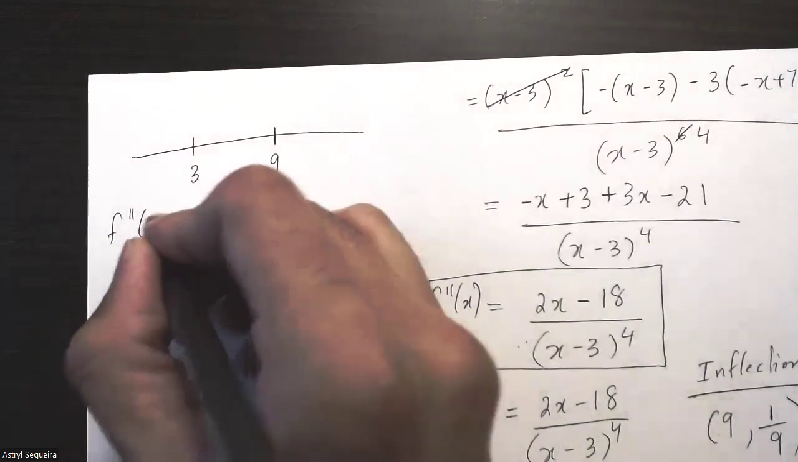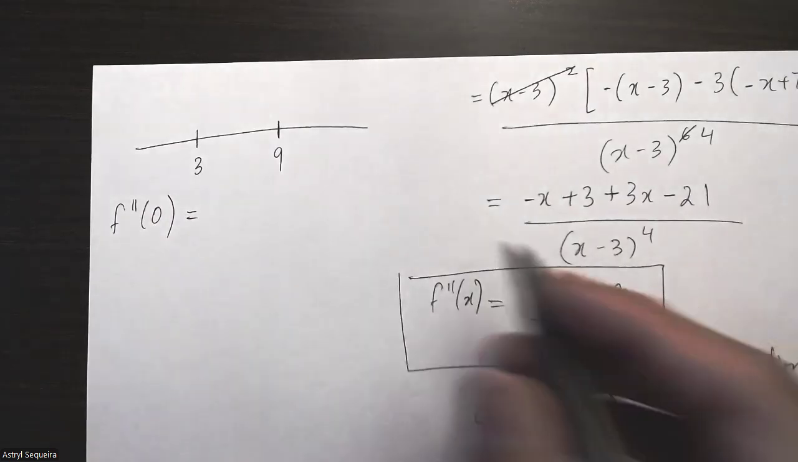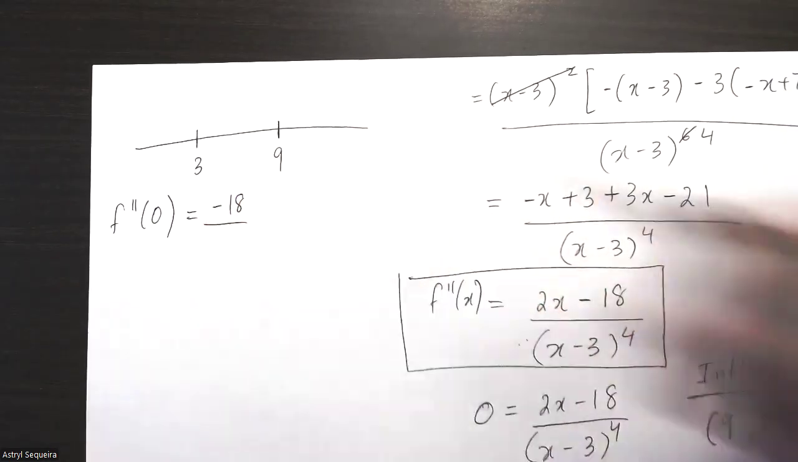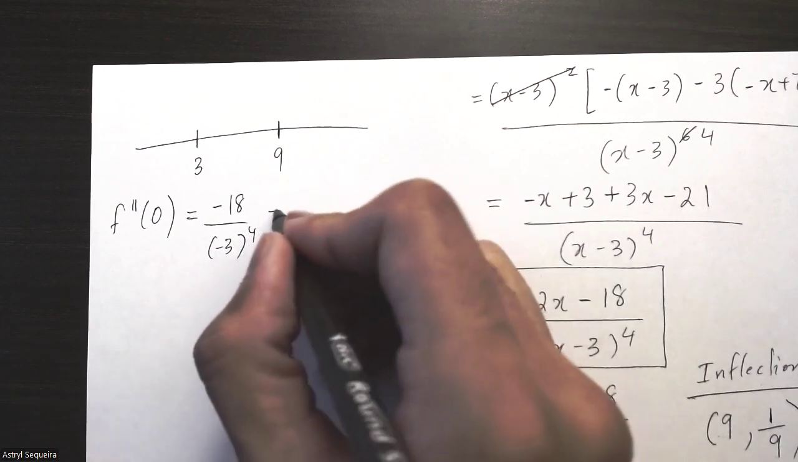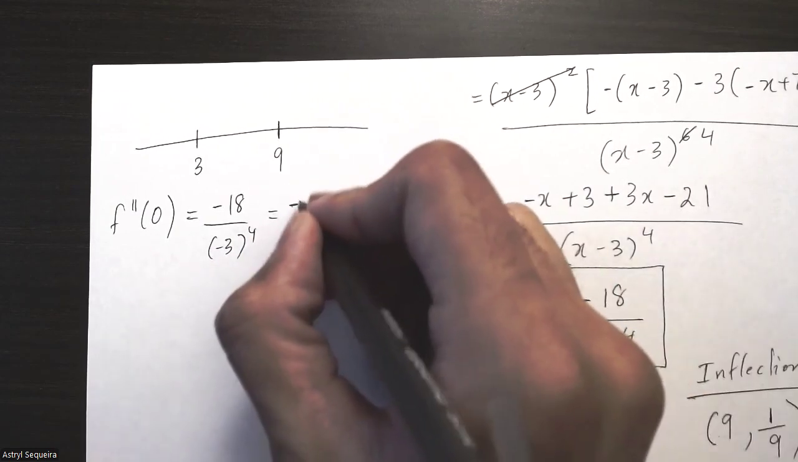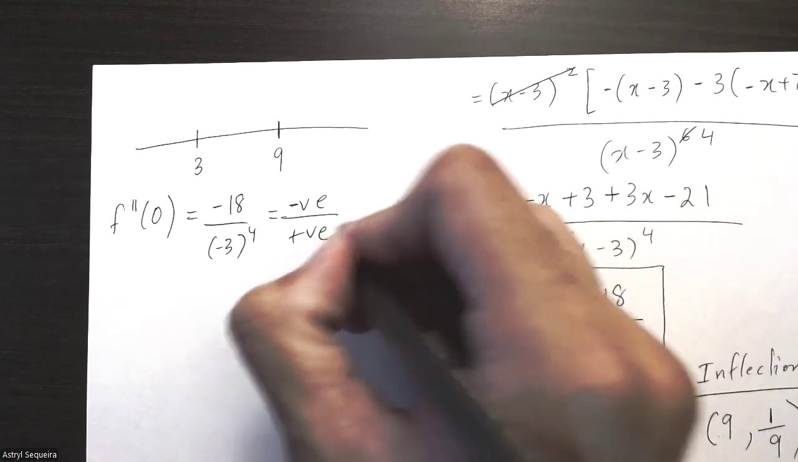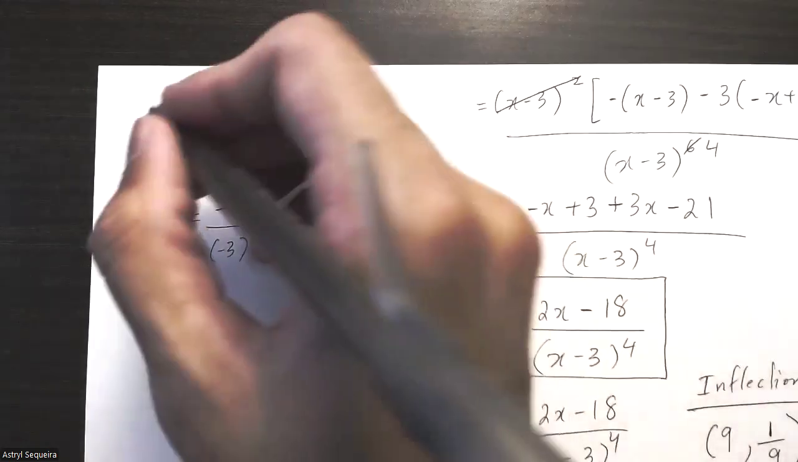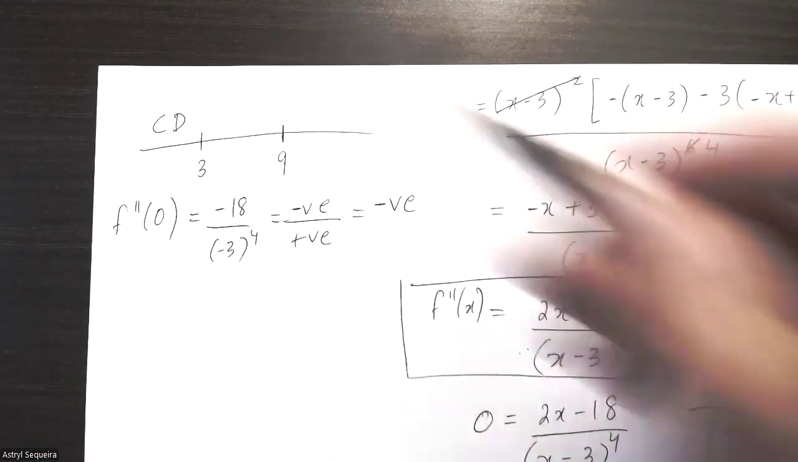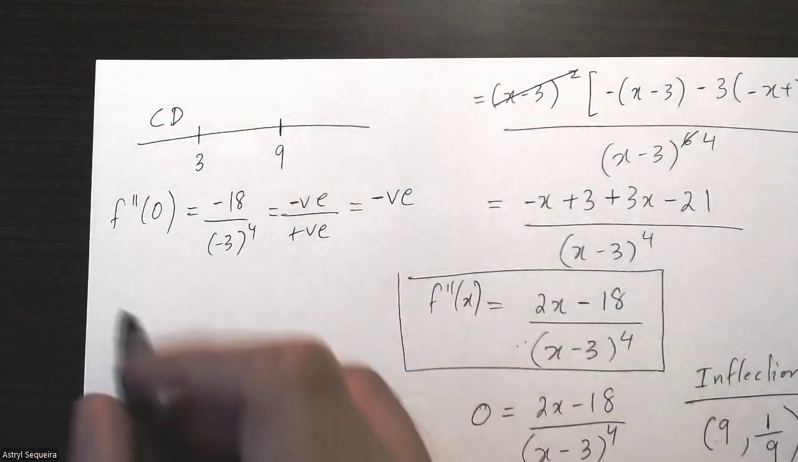Remember, I'm doing this in my second derivative equation. I'll start by picking f double prime of 0. That's just negative 18 divided by negative 3 to the power of 4, which is a negative divided by a positive, which is just a negative, meaning that this is concave down. Pick a value over there.